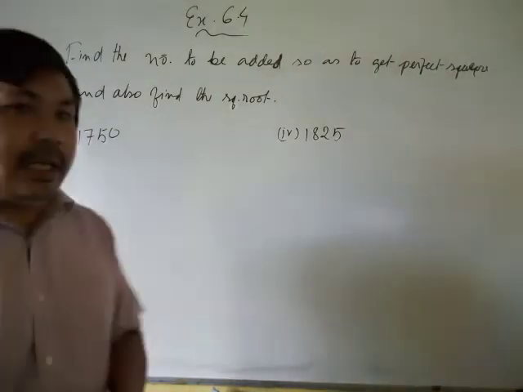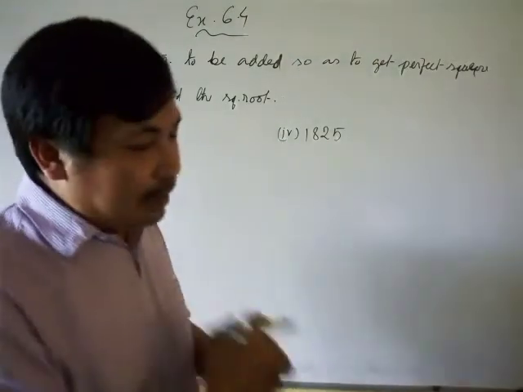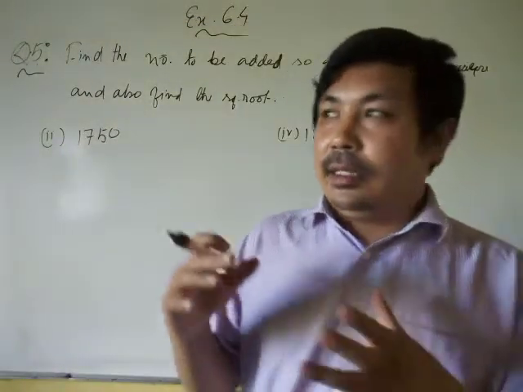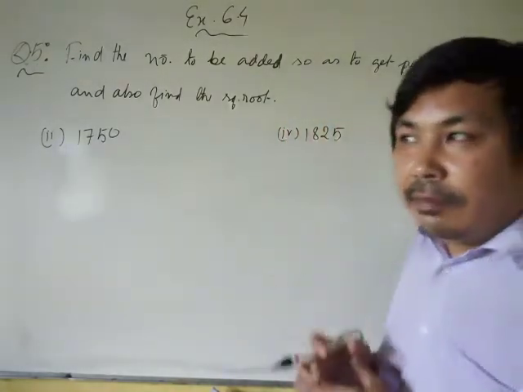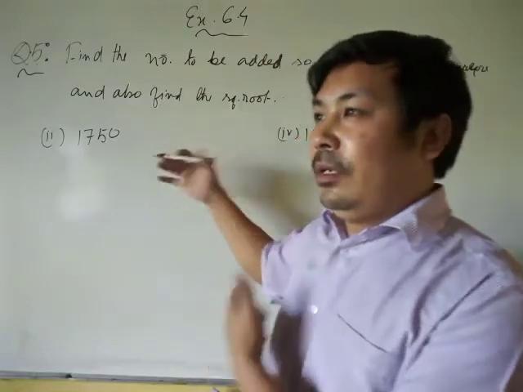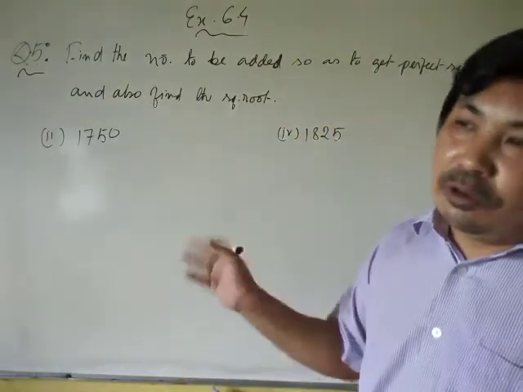Yes, hello students, once again. Now here I am in question number 5. Question number 5 asks you to find the least number, the smallest number, to be added to the given number so that it becomes a perfect square, and also to find the square root.